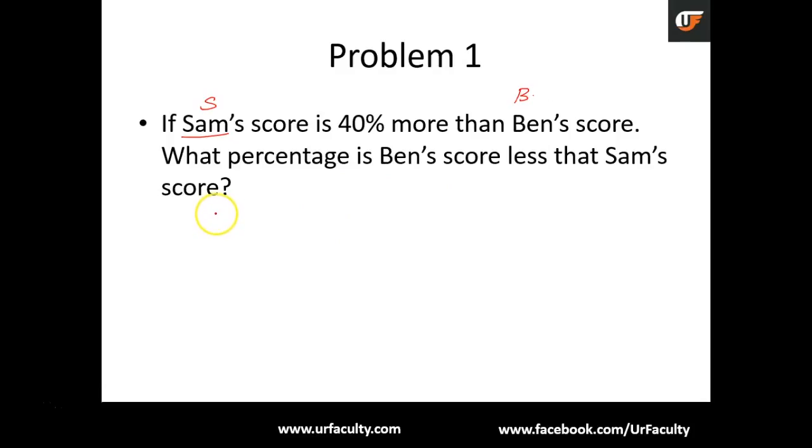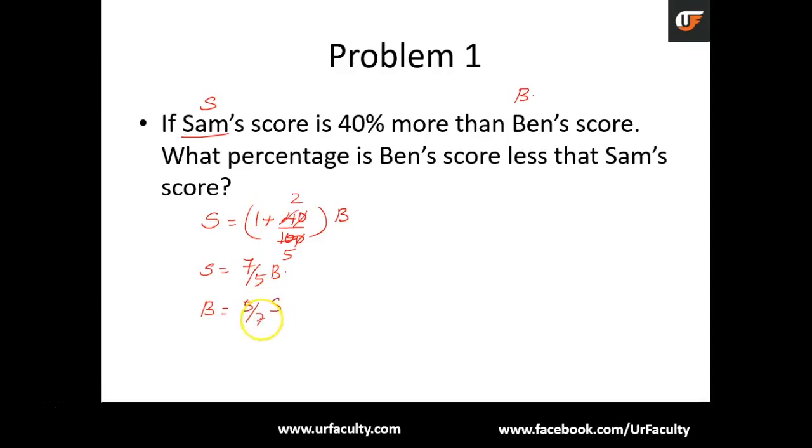So what do we know about Sam's score? Sam's score is equal to 1 plus 40 by 100 of Ben's score. So what does this mean? S is equal to, so you get 2, you get 5 here. So S is equal to 7 by 5 B. So what is B then? B is equal to 5 by 7 S.